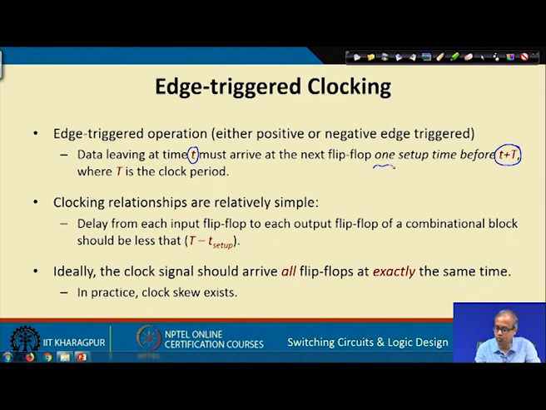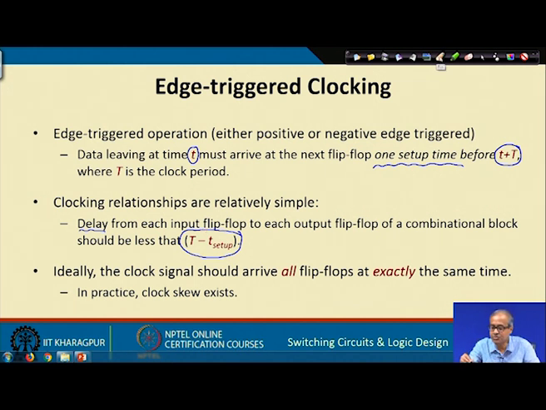It must appear one setup time before this, and the second thing is that the delay from each input flip flop to each output flip flop of a combinational block should be less than T minus setup. So, if the logic is too slow, then it will be eating up into the setup time of the next flip flop, and the timing violation will result.